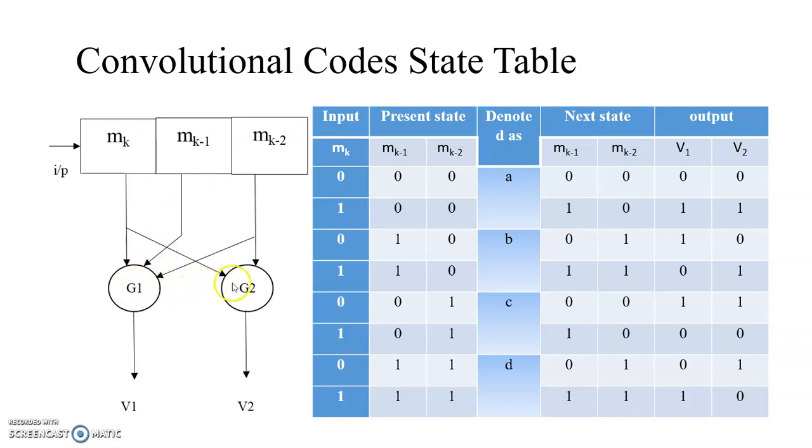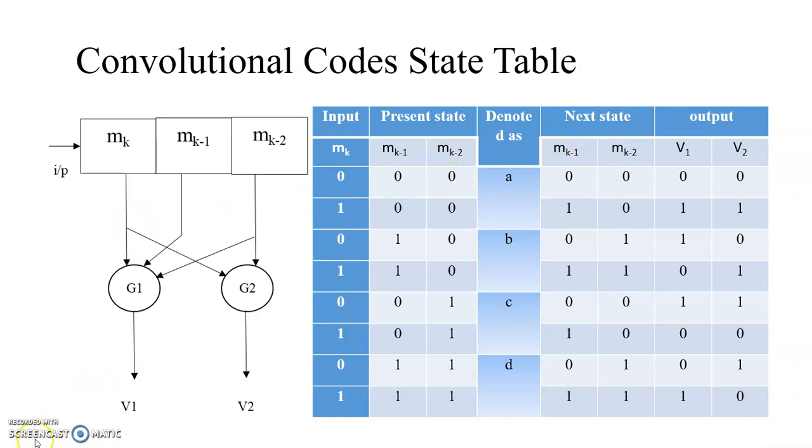G1 and G2 are the adders. G1 is mk plus mk minus 1 plus mk minus 2, and G2 is the addition of mk and mk minus 2. V1 and V2 are the outputs. Here we have the state table. I have described this state table in detail in the video on the convolutional encoder. I'll quickly revise this. So we have mk as the input, and mk minus 1, mk minus 2 as the states.